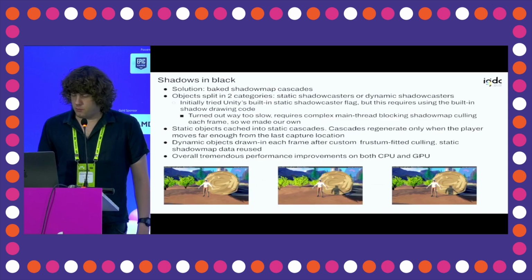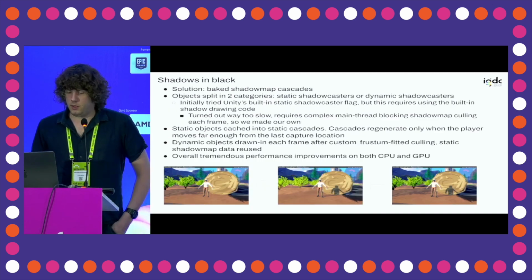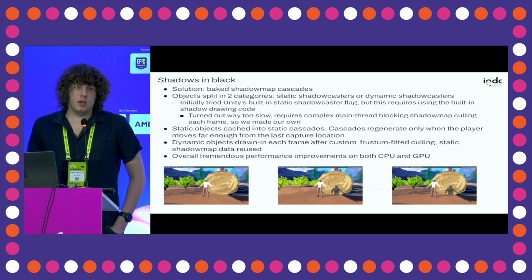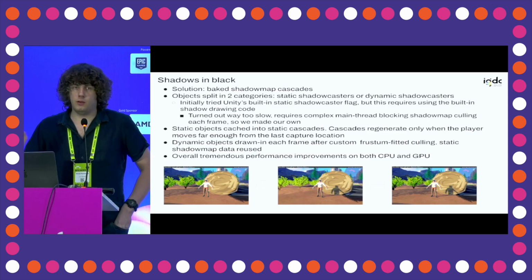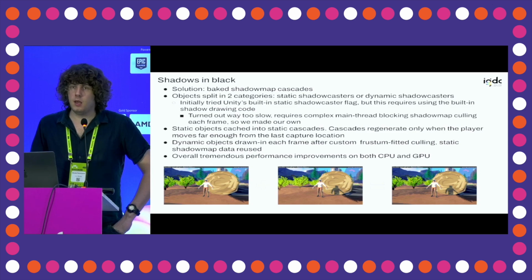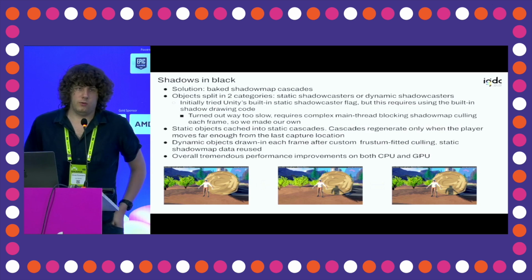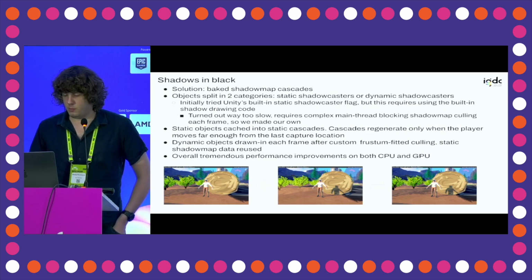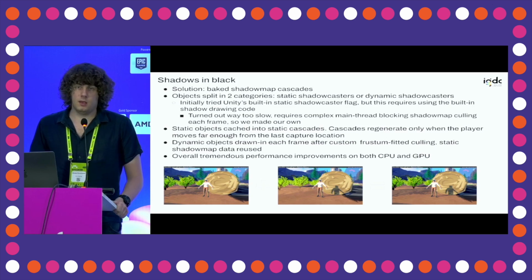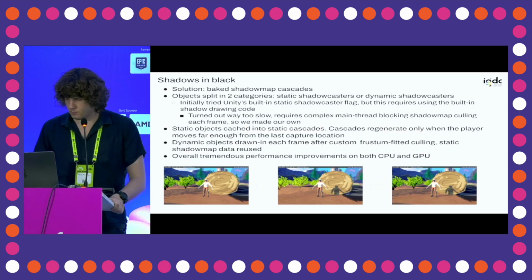So we just wrote our own custom shadow map system that we call baked shadow map cascades. It's a cascaded system, but what we do is that we have several cascades centered around the player, and those only store static shadow map data. That only gets regenerated when the player moves far enough from the last capture position. And all the dynamic objects, and we don't have a lot of dynamic objects, just get drawn on top of it to compose the final shadow maps. So overall, a tremendous improvement in CPU and GPU performance. We saved quite a lot of performance with that.